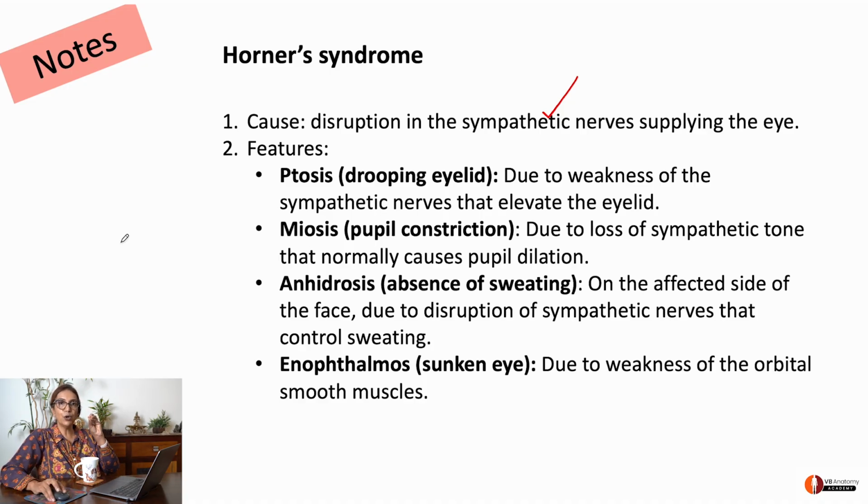Miosis, pupils will be constricted. Now, remember, sympathetics are pupillary dilators. But Edinger-Westphal nucleus through oculomotor nerve causes pupillary constriction. Okay, so there will be pupillary constriction. And anhidrosis, loss of sweating on that side of the face. You remember sympathetics cause sweating. Enophthalmos, the eyes look to be sunken inside because of weakness of orbital smooth muscles. So that is Horner syndrome. Revise it and move forward.